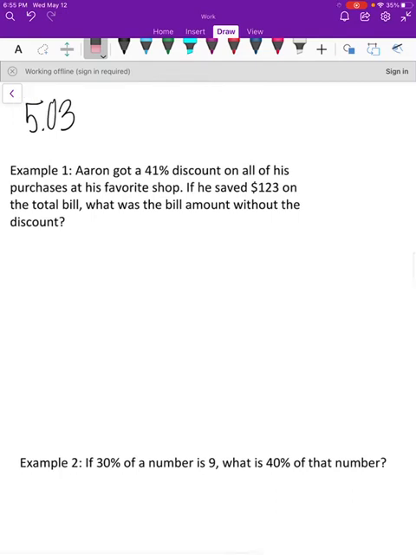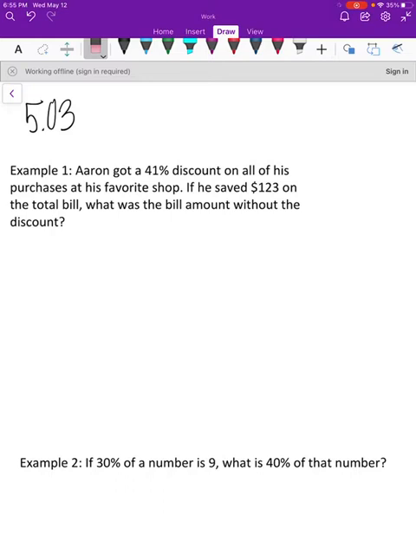Okay, example 1 says Aaron got a 41% discount on all of his purchases at his favorite shop. If he saved $123 on the total bill, what was the bill amount without the discount? So how much did he pay before he got 41% off?